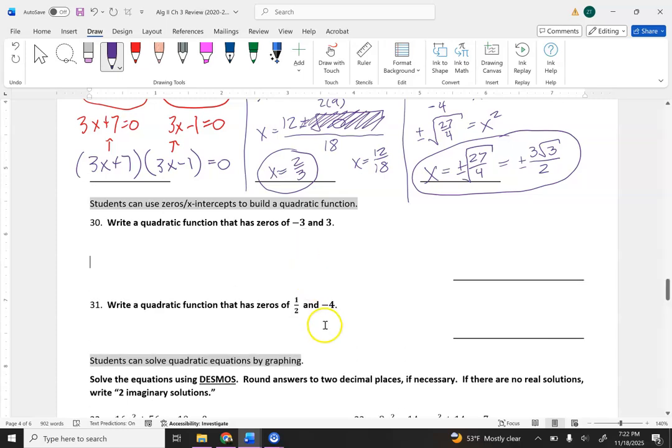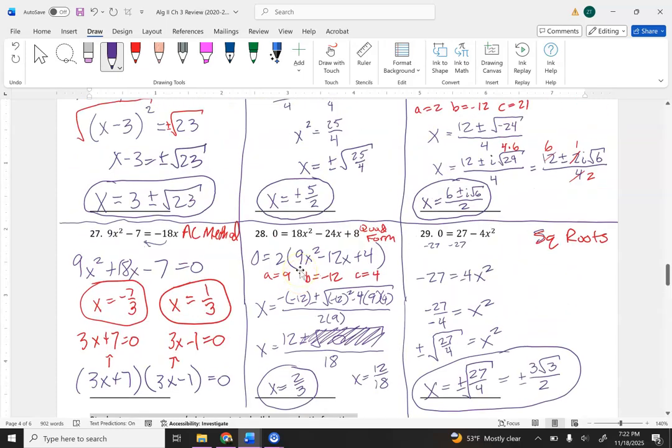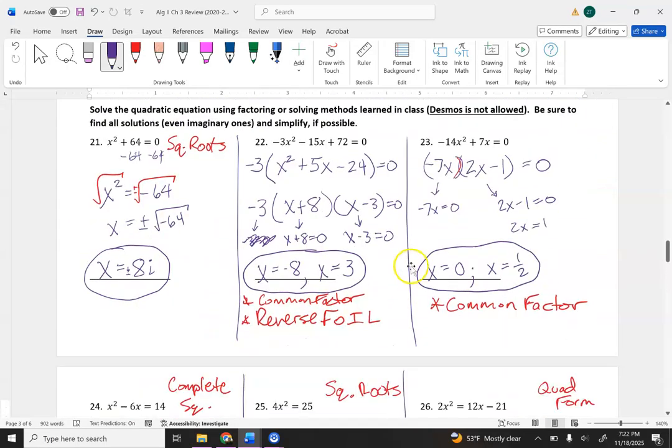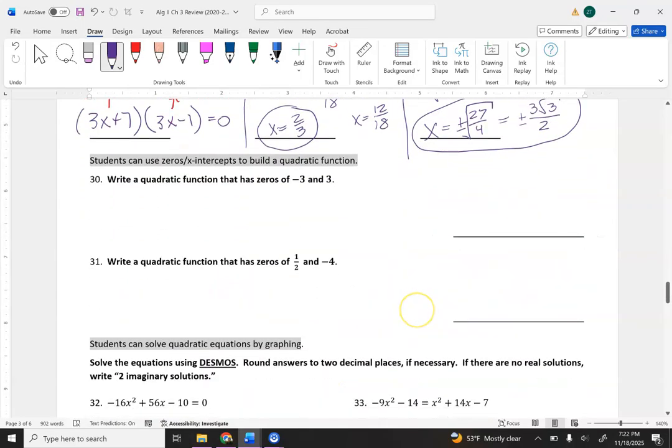And as you've noticed in our solving up here, every single time we have a parenthesis, like in number 27, each parenthesis leads to an answer, right? And then let me scroll up a little farther. In number 22, when we had 2 parentheses here, each one of those parentheses led to an answer. In number 23, same thing. We had 2 parentheses, each one led to an answer. So when we're going backwards, if we know the solutions are x equals -3 and x equals 3, all we need to do is come up with the parenthesis that those answers came from.